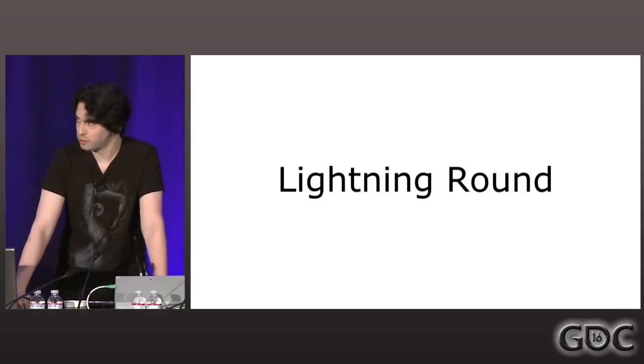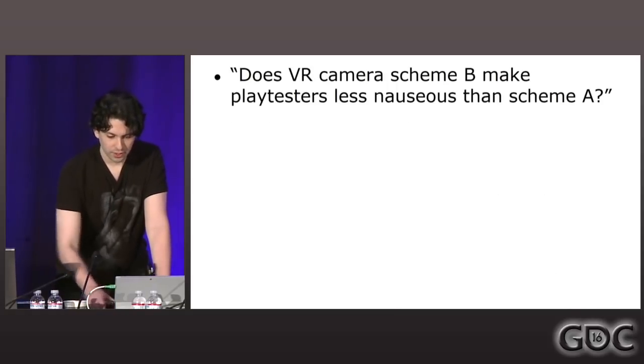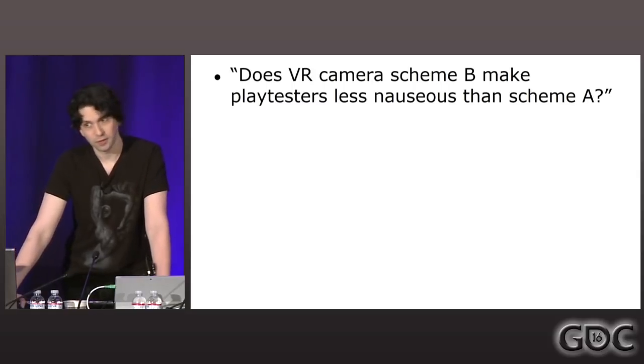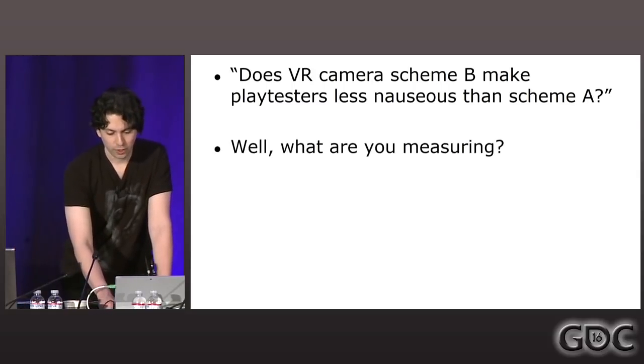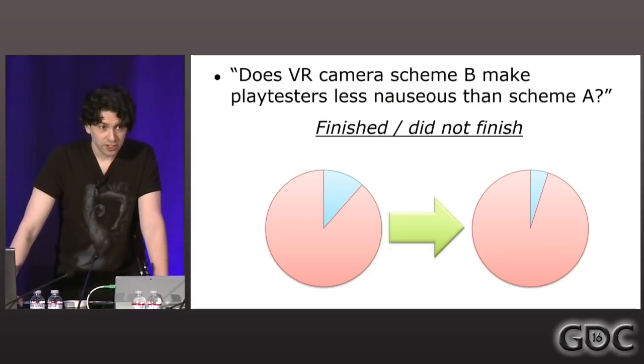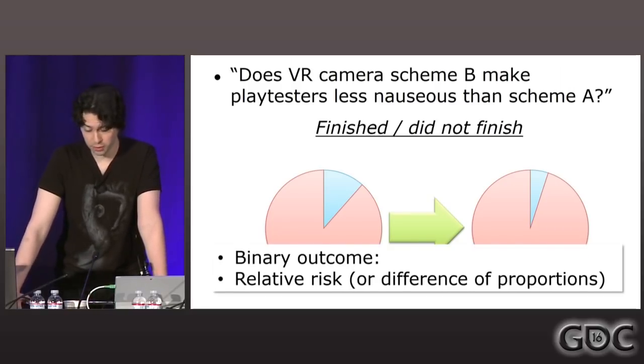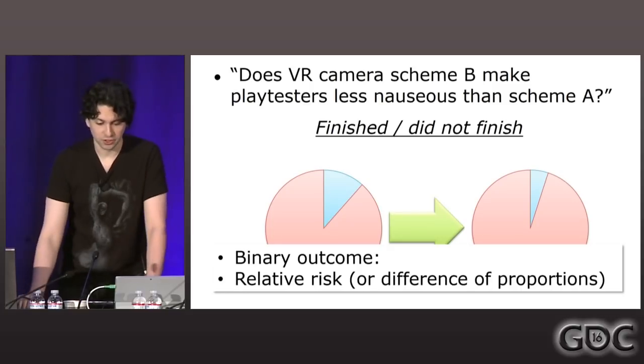All right, let's do a lightning round. Put it all together. Working on a VR game. Got a new camera scheme. Does it make our playtesters less nauseous than the other scheme? All right, what are we measuring? If we are measuring whether testers were able to finish the game or not, it's a binary outcome and a relative risk test, or difference of proportions.